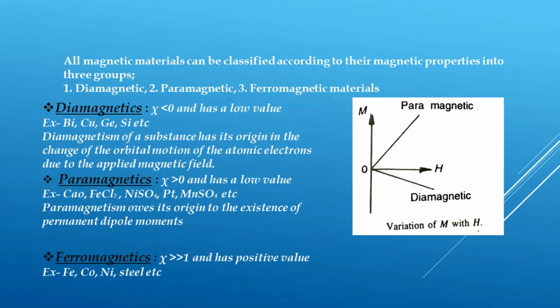Now move to ferromagnetic material. For ferromagnetic material, the value of chi is much greater than 1. That is, it has a large value, and the value must be positive. The examples are very common: iron, cobalt, nickel, steel are ferromagnetic materials. The properties and the origin of ferromagnetism we will discuss in later experiments.